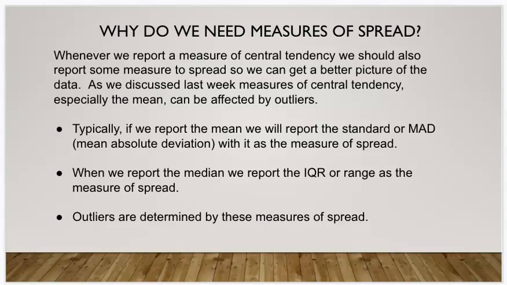So typically, if we report the mean, we are going to report the standard deviation or the mean absolute deviation with it as its measure of spread. When we report the median, we report the IQR or the range as the measure of spread. Remember, we did IQR before. And then outliers are determined by these measures of spread.